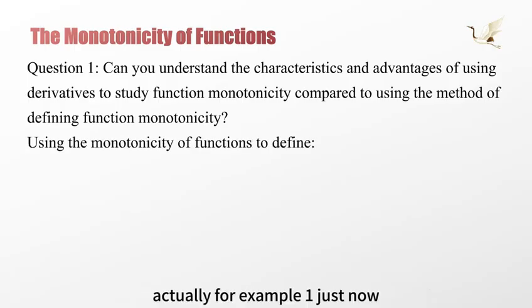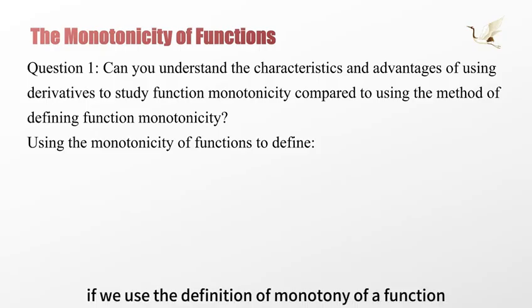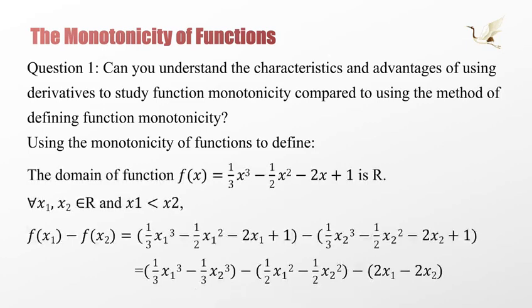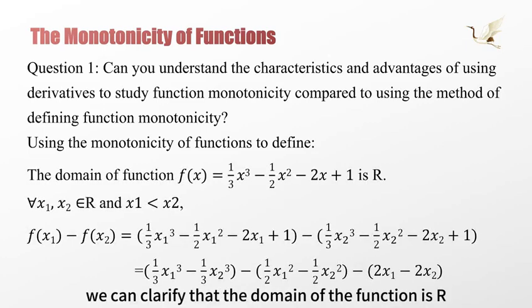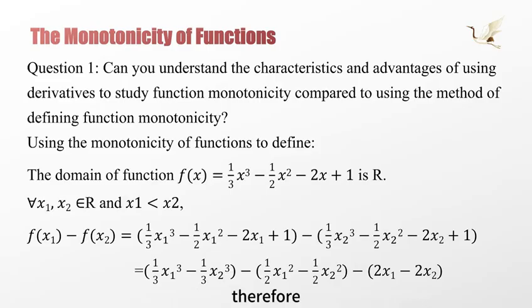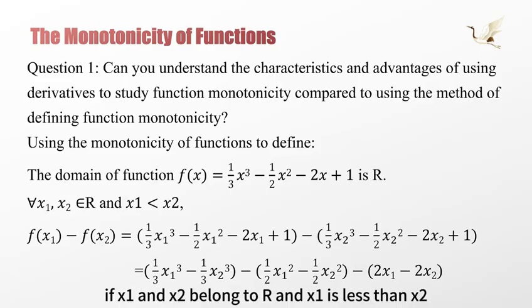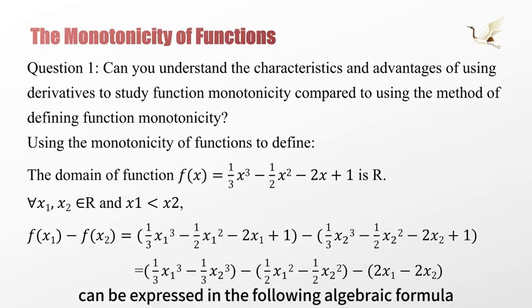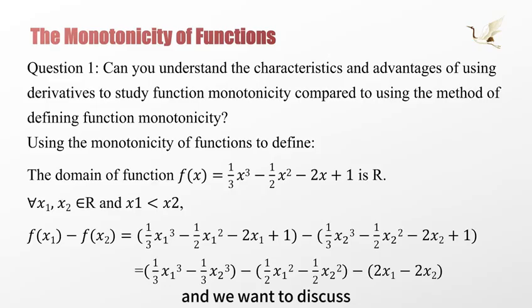Actually, for the example just now, if we use the definition of monotonicity to determine its monotonicity, firstly, we can clarify that the domain of the function is R. Therefore, if x1 and x2 belong to R, and x1 is less than x2, then f(x1) minus f(x2) can be expressed in the following algebraic formula. And we want to discuss the monotonicity of the original function from this algebraic formula. Obviously, there are some difficulties.